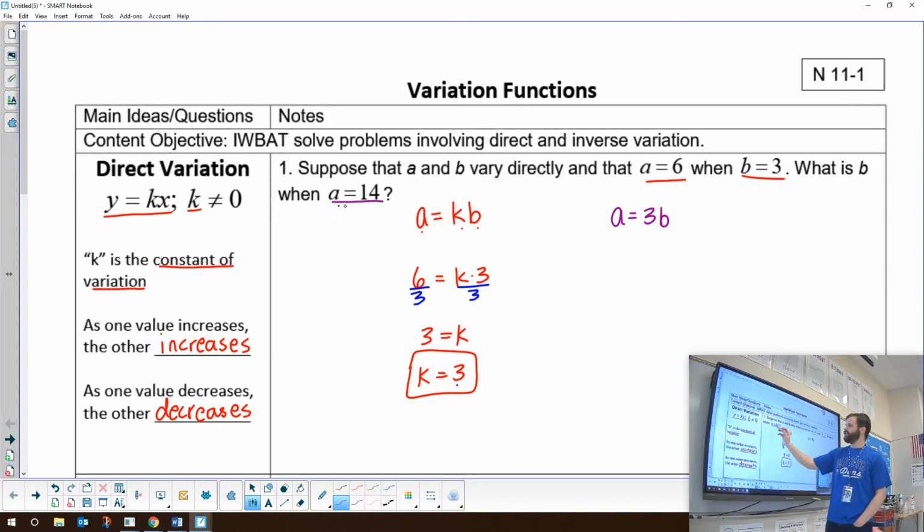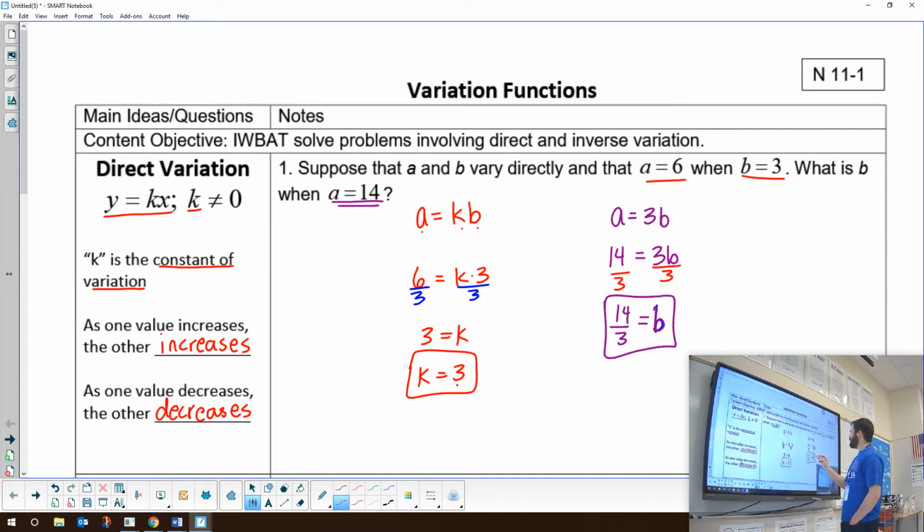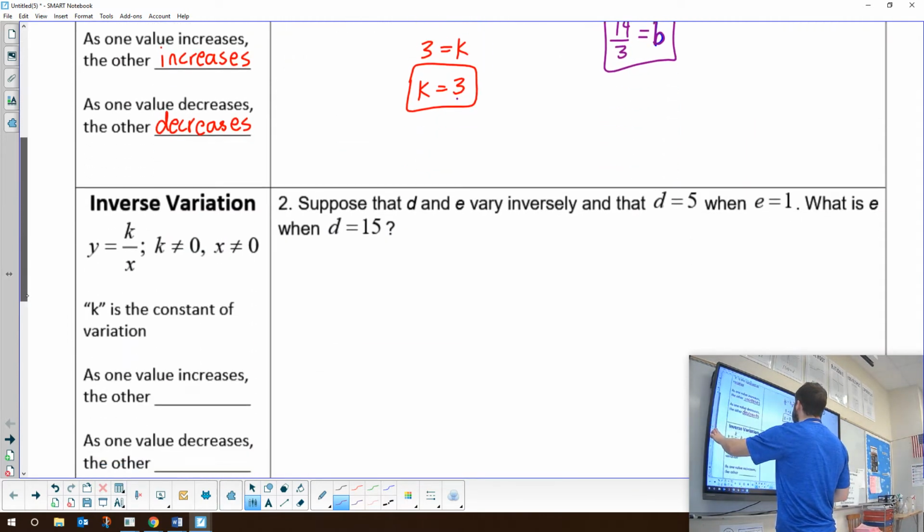Now I can take my new value for A, plug it in for A here. I can have 14 equals 3B. And now all I need to do is divide both sides by 3, and we're going to get my new B. My new B is going to equal 14 over 3. So what does the new B equal? It equals 14 over 3. All right? So that kind of shows you the relationship. As one increases, the other also increases. 14 over 3 is indeed bigger than 3. Okay? All right, let's move on down to inverse variation.